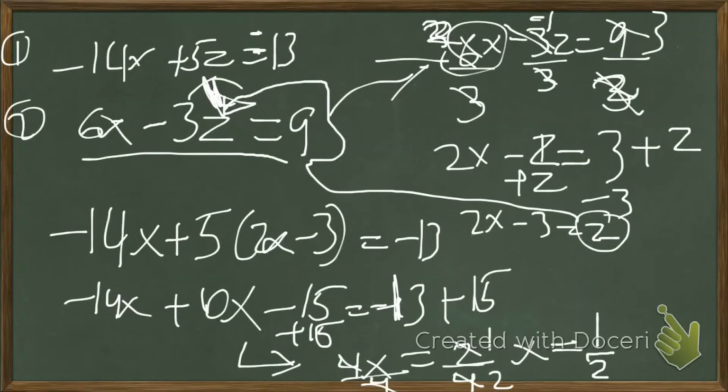So I'm going to say that this is a negative 4. So divide negative 4 on both sides, and this ends up becoming x equals negative half. So we got x is equal to negative half.